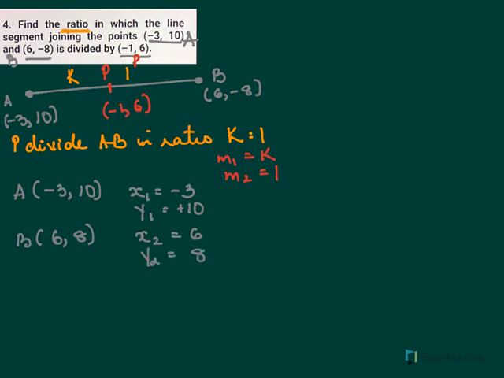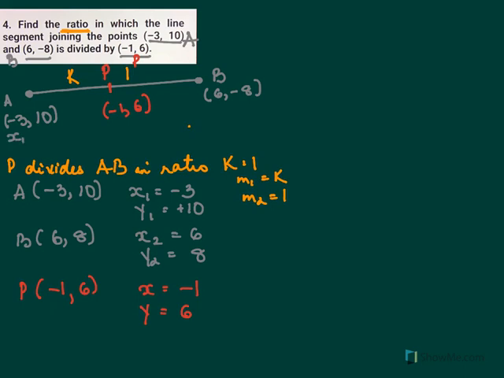And our point P is given as (-1, 6), which means X is -1 and Y is 6. Let's put this here also. We have X1, Y1, X2, Y2, and this is our point X and Y. So we get on to the section formula.